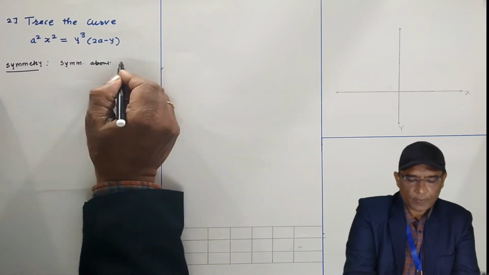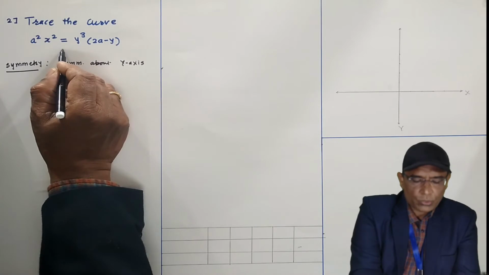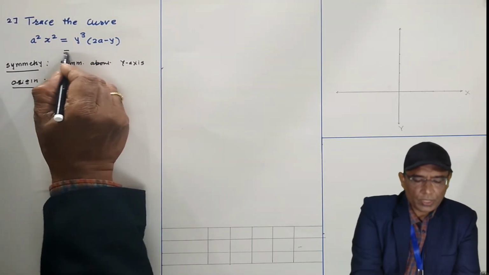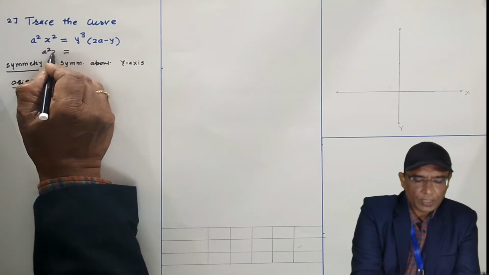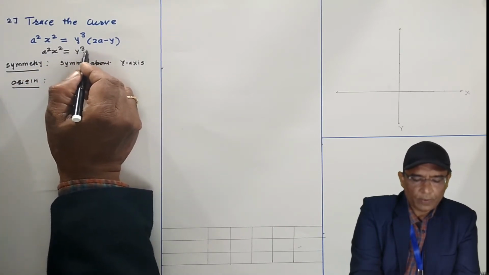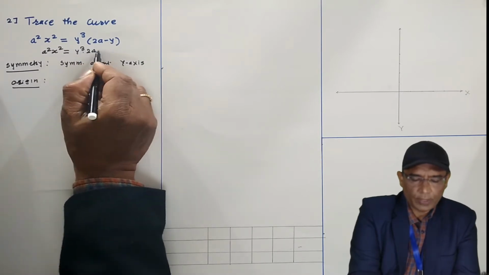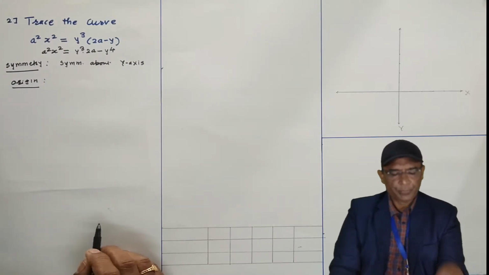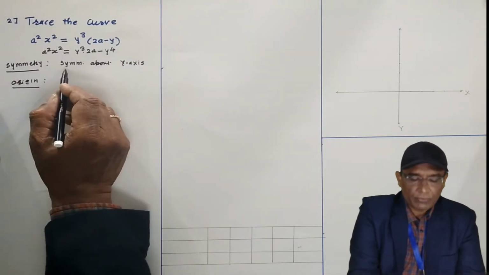about the y-axis. Whether it passes through the origin or not, that we are going to check. This curve can be written as y³ into 2a, minus y³ into y, which is y to the power 4. This does not contain a free constant term.